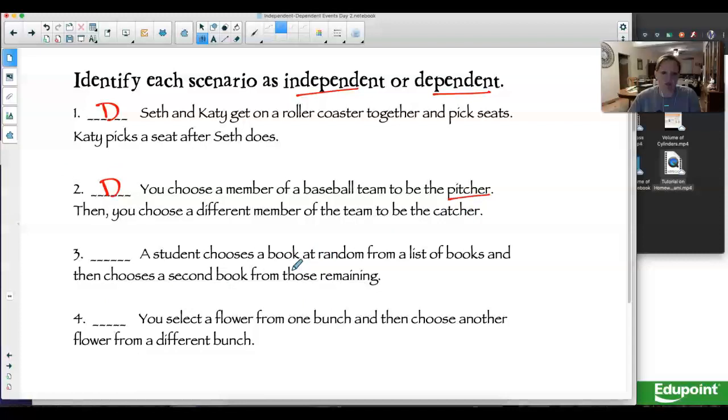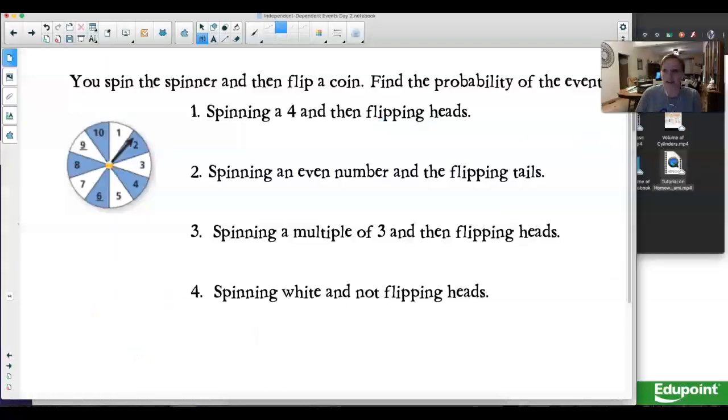Number 3, a student chooses a book at random from a list of books and then chooses a second book from those remaining. The key word right there is the ones that are kind of left over. Since you pick your first book and then you're choosing from what's left, again, this is dependent. And the last one, you select a flower from one bunch and then choose another flower from a different bunch. Now, because you're picking the second flower from a completely different bunch, these are independent events because one will not affect the other.